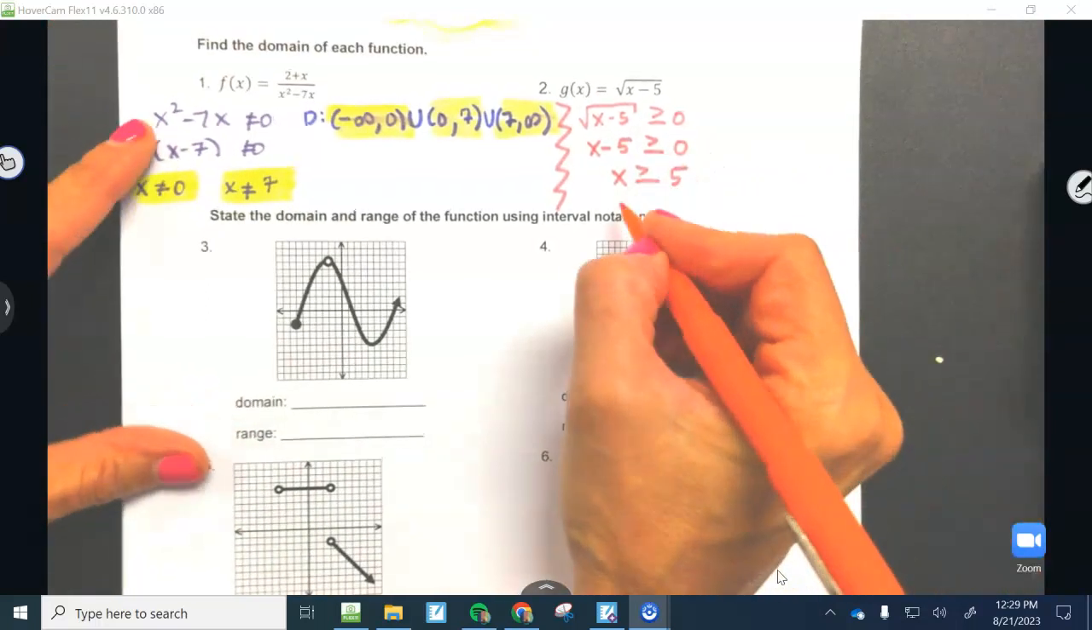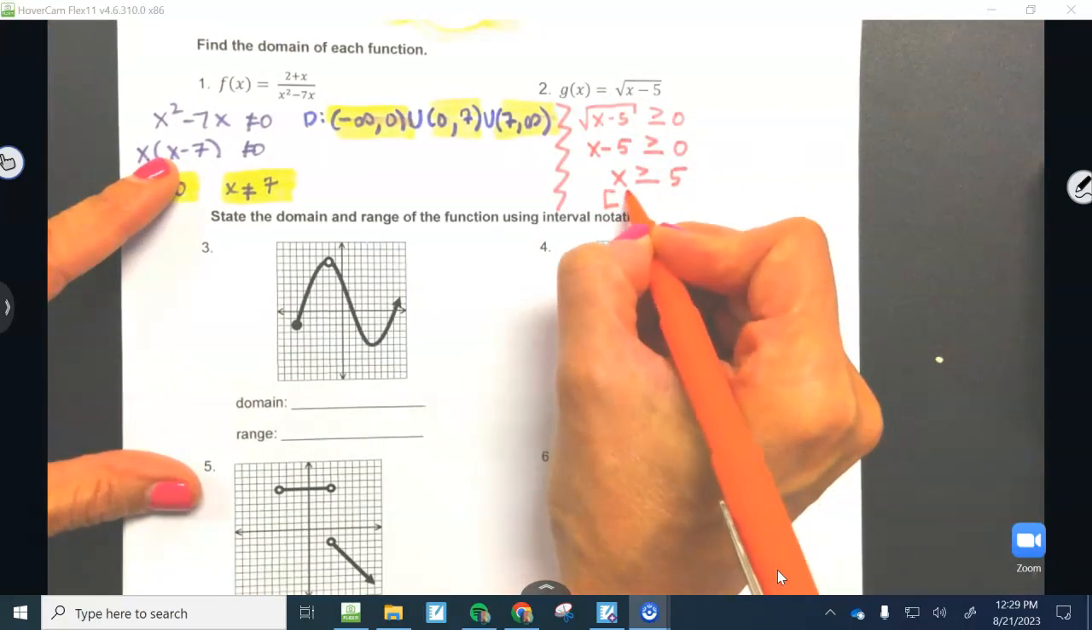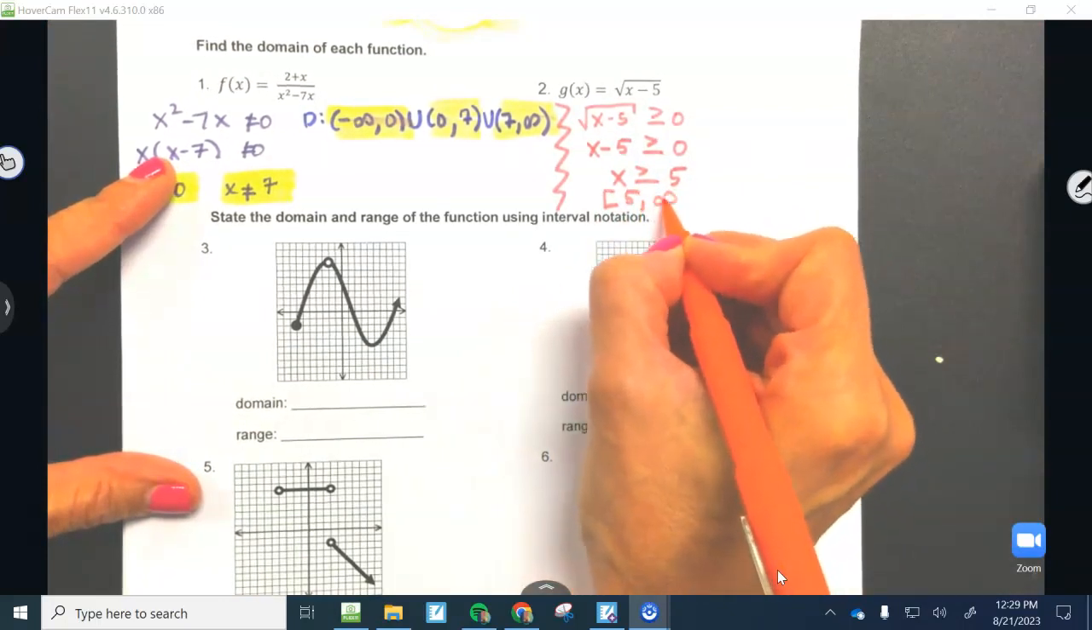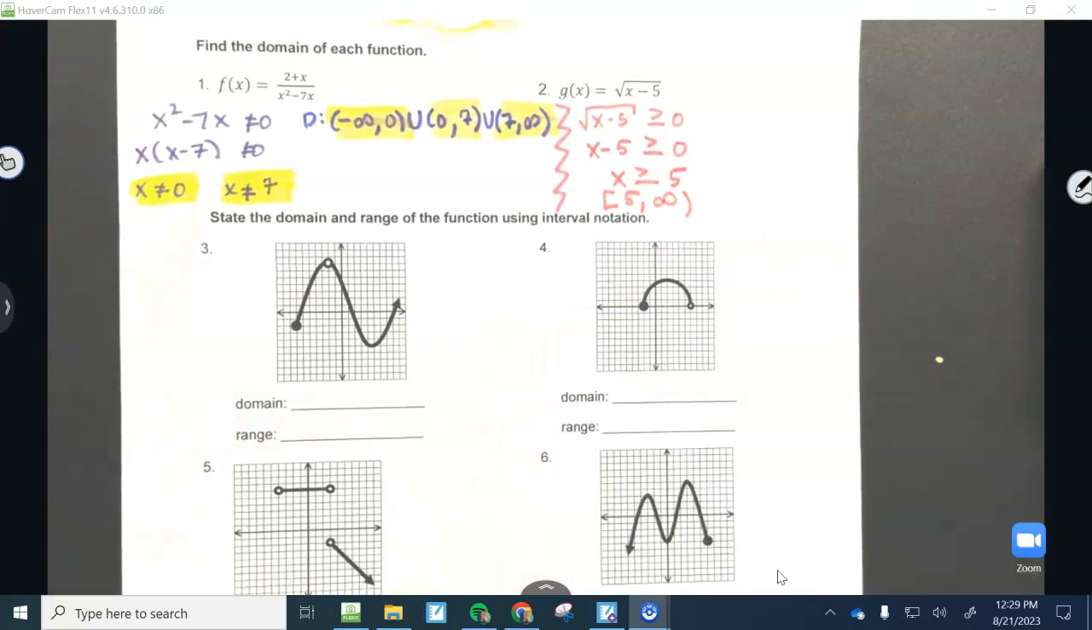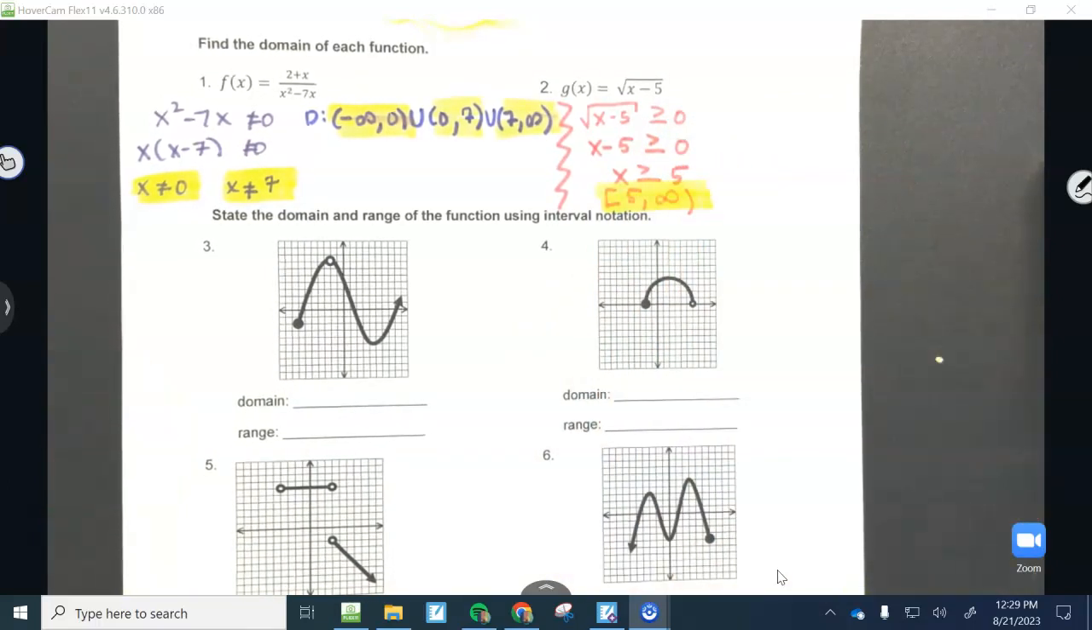So to write this in interval notation, we are going to have a bracket for 5. And remember, it goes up to infinity. And that's going to be the answer. Remember, it only has one exclusion, so it's only going to have one piece.